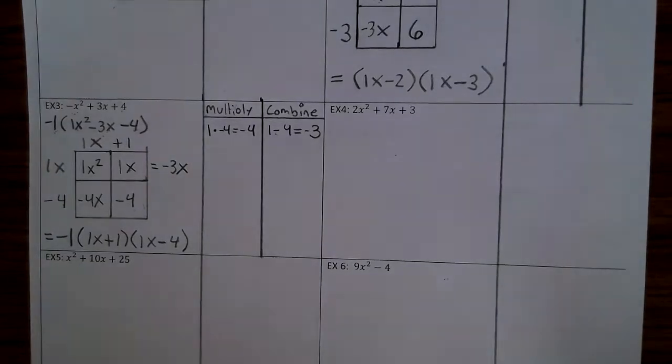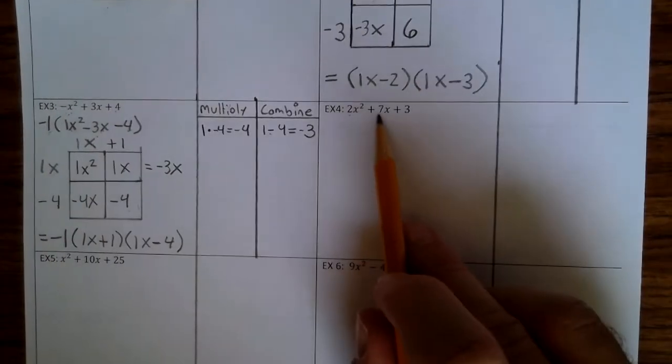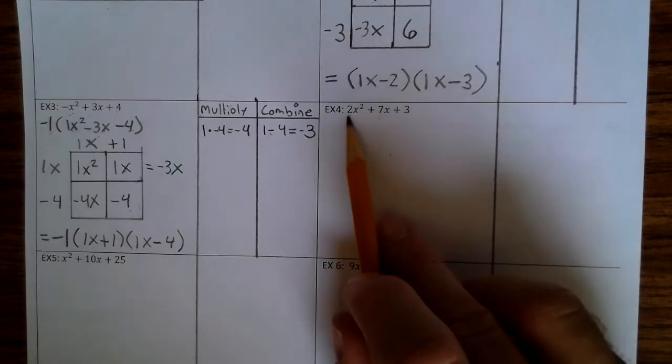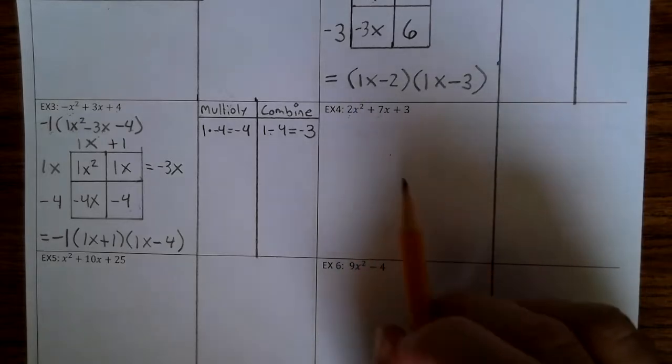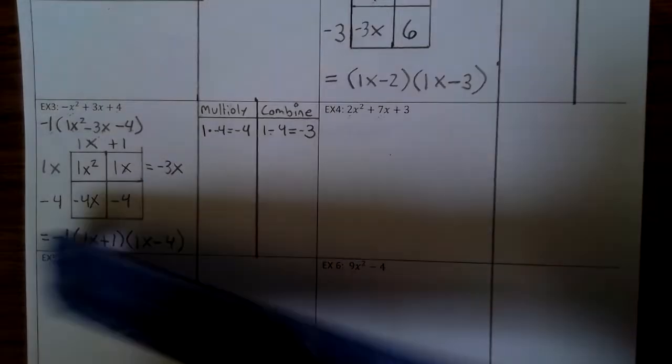All right, example 4. Now, there's no greatest common factor because you cannot divide all three numbers by a number. So now we're going to factor using the reverse box method.